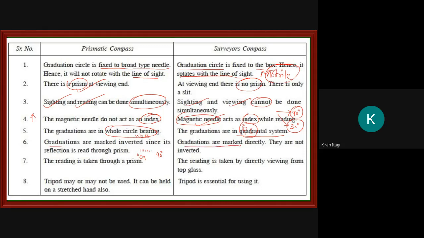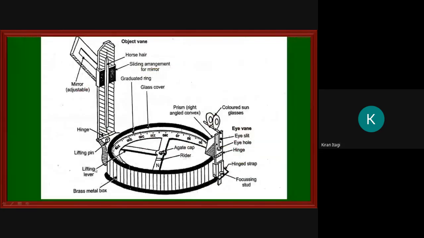Here the graduations are marked directly. 90 degrees will be marked as 90 degrees, 30 degrees as 30 degrees, because we are not taking any reading through the prism. The reading is directly viewed from the top glass. A tripod may or may not be used; it can be held in a stretched hand only. But here the tripod is essential. This is some of the difference between the prismatic compass and the surveyor compass.